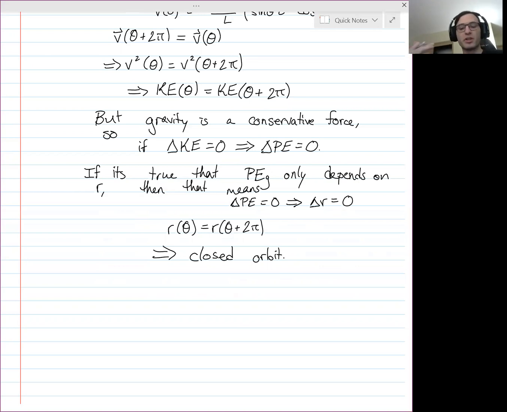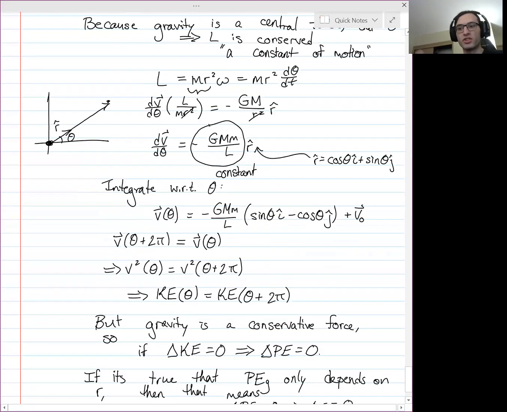I know I went fast, but the idea is just that we can use Newton's laws and just do some integration.